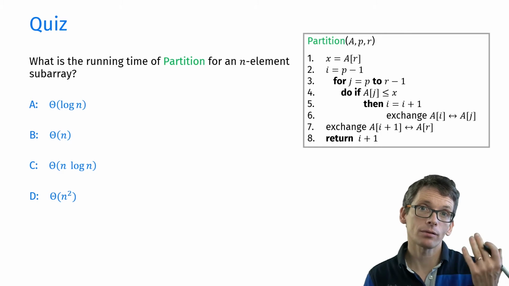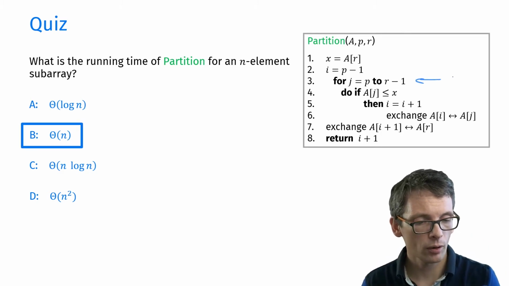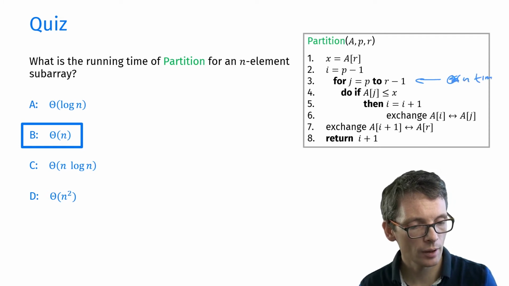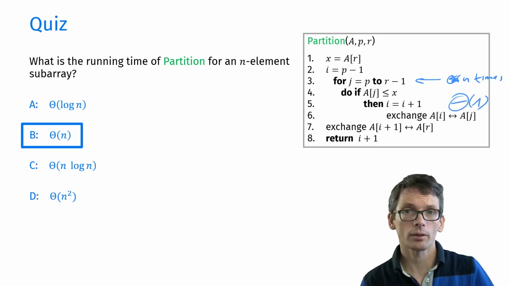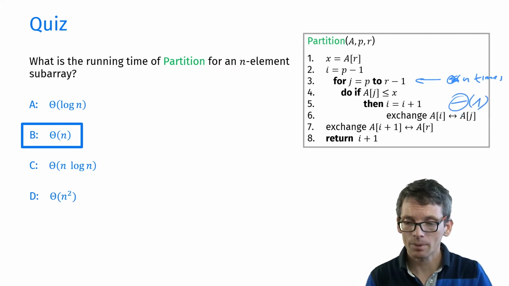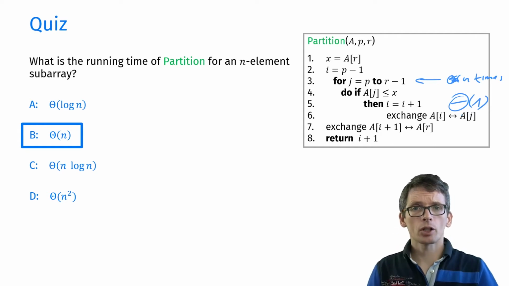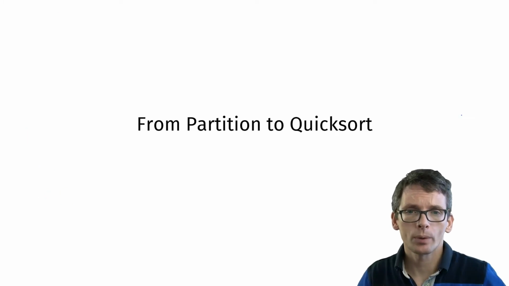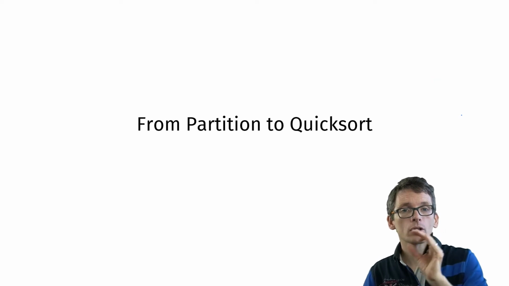It is of order n, and the reason simply being that I loop here over the elements. So I'm doing this n times, and whatever I'm doing in the loop is actually constant. Constant times n, order n. So that is partition. And now partition is a key ingredient to Quicksort. So let's now go from partition to Quicksort.